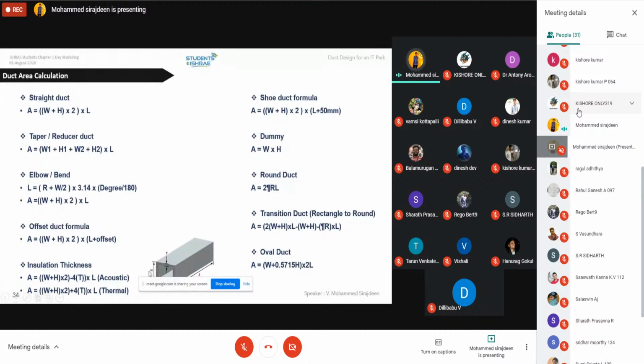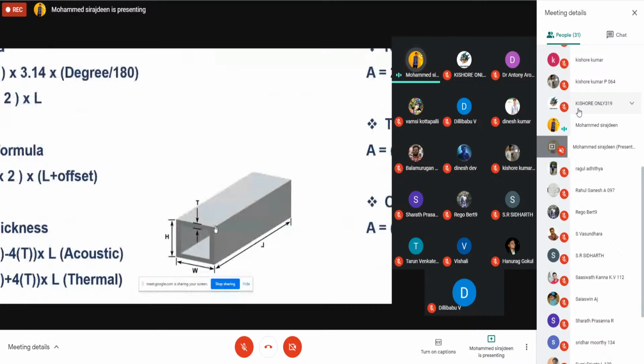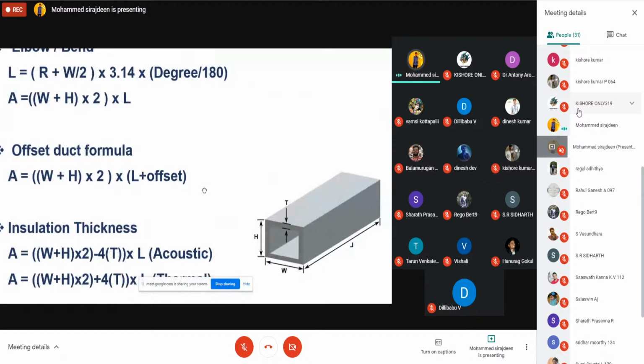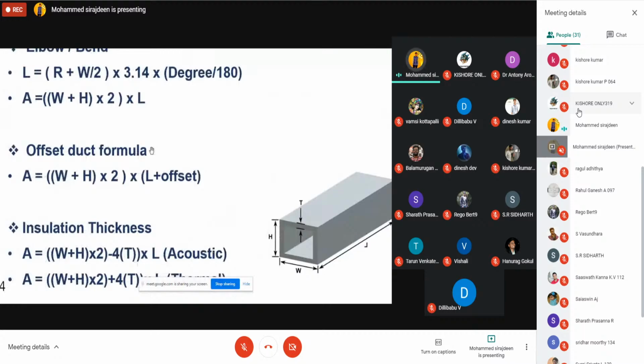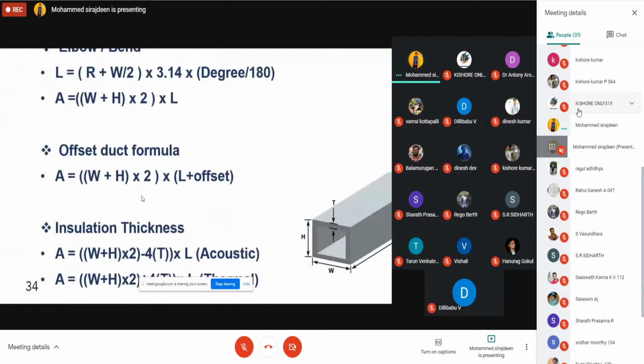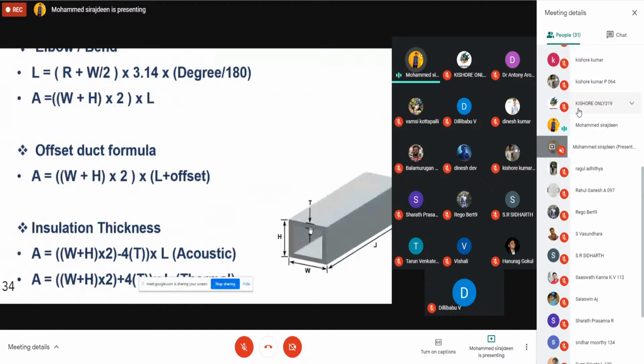Insulation thickness is the same as for a straight duct insulation, but this is the formula you have to apply for acoustic insulation. Assume this is an insulated duct. How can you arrive at the quantity of insulation? For a duct we can take it in a very easy manner, but insulation is a little complicated. We have to use our knowledge, basic things, common sense. Width plus height into 2 means the whole peripheral area. If it is acoustic, the insulation goes inside the duct, so there are 4 sides and we have to multiply the thickness for the 4 sides and subtract it from the whole peripheral area.